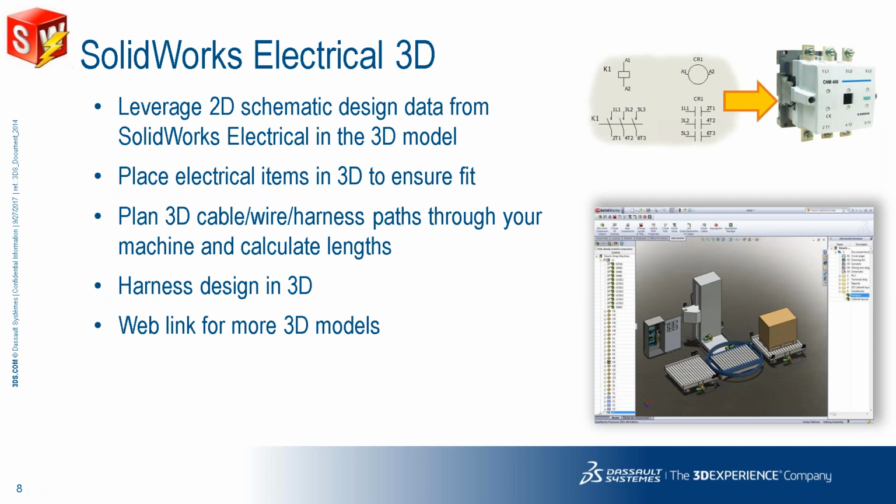So what is SolidWorks Electrical 3D? It integrates electrical schematic design data with the SolidWorks 3D model of a machine or other products. It's bidirectional and in real time. So it's moving you simply from the 2D schematic to the 3D world with all the inputs, all the data, the information that you have put in the schematic, and you need to see in 3D.